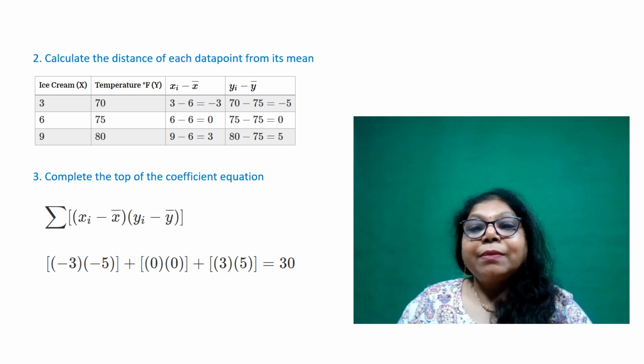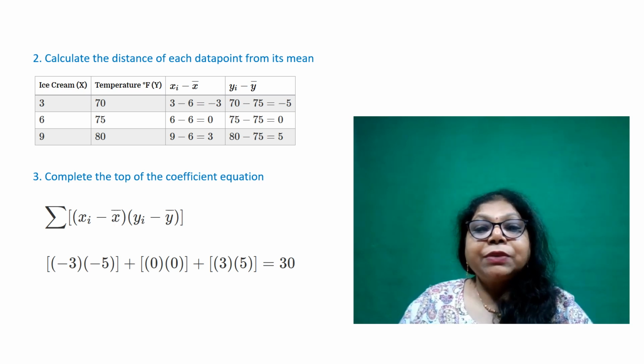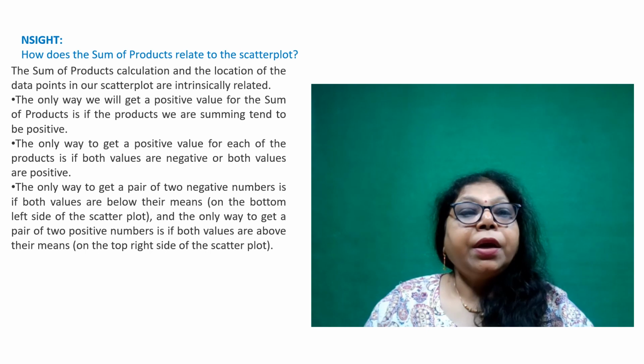Okay, so xi minus x bar in the first step is minus 3, and similarly for y it is minus 5. So minus 5 into minus 3 is 15. Then the second point is 0, 0, and the third point is again 3 and 5, which is 15. So 15 plus 15 is 30. This is what we have calculated, the numerator value of our equation of the correlation coefficient. We have taken the paired values for each row, calculated and summed them up, and the result is 30.